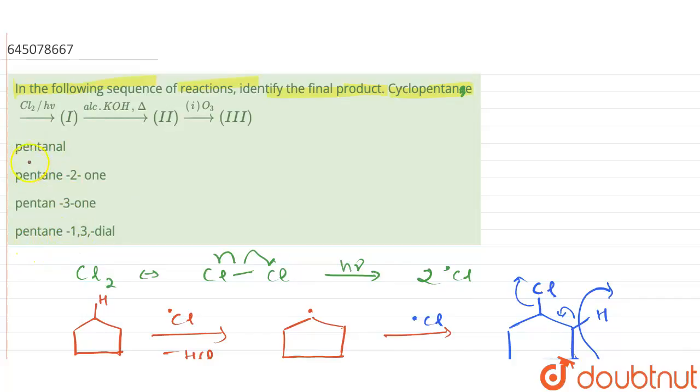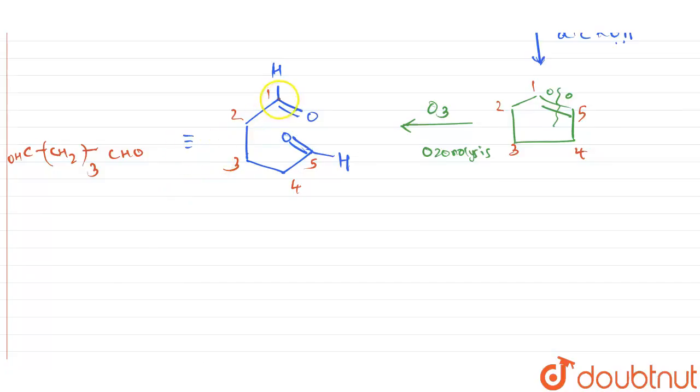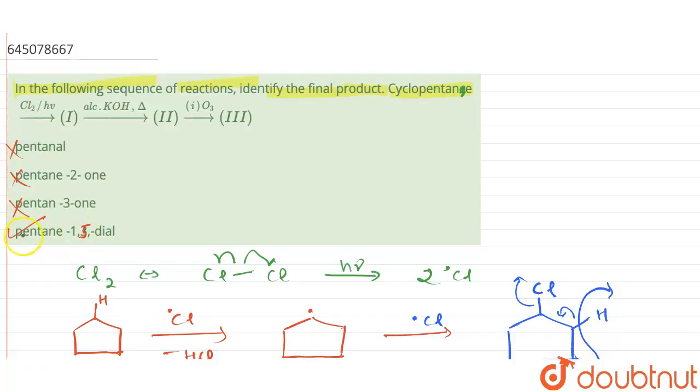If you check the options which we have, the options are pentanal, so this is not correct. Then we have pentane 2-one, this is also not correct because we got aldehyde, right? So that is incorrect. Then we have pentane 3-one, this is also incorrect. We have pentane 1,3-dial, so this will be the correct answer. There is slight correction in the option. It should be 1,5-dial, because if you see the molecule which we got here at position number 1 and at position number 5, we have aldehydic group, right? So it is going to be 1,5-dial and not 1,3-dial. So the correct answer for this question would be pentane 1,5-dial. That is option D. Thank you.